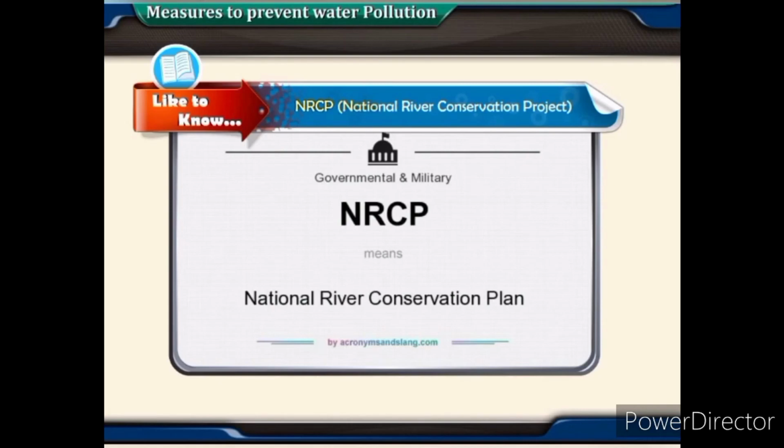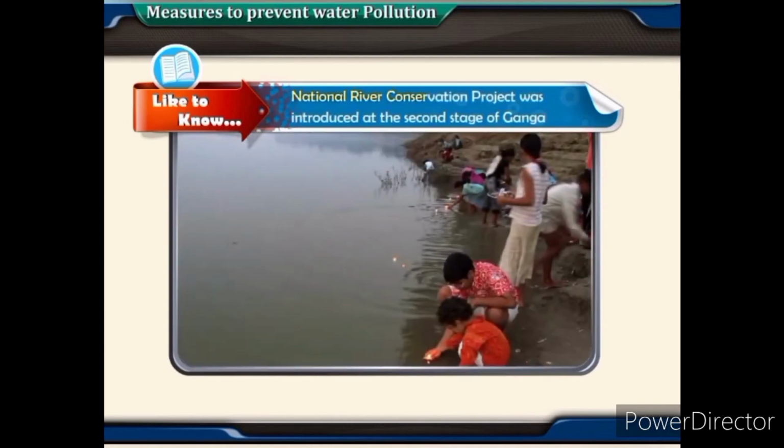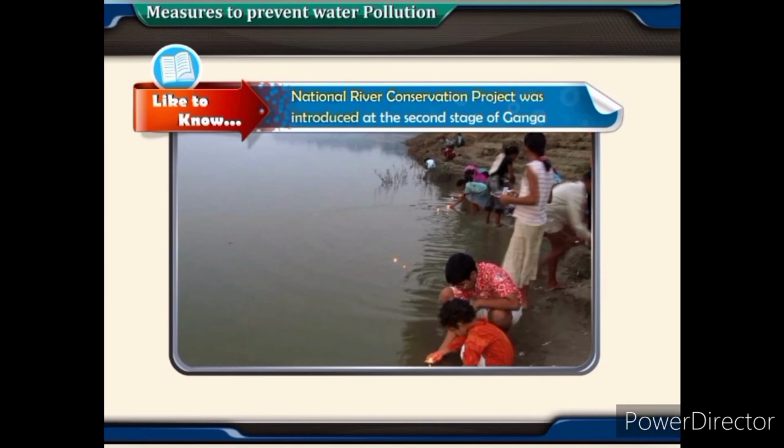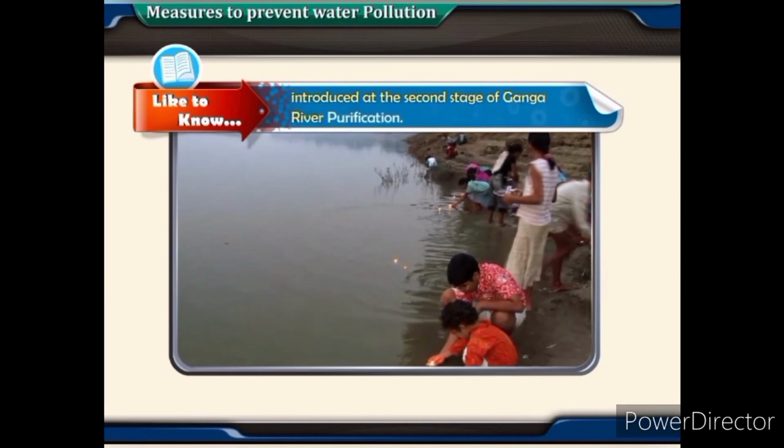NRCP, National River Conservation Project. National River Conservation Project was introduced at the second stage of Ganga River purification.